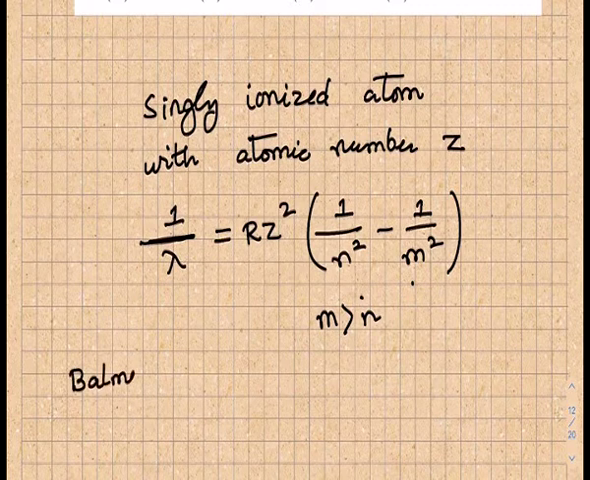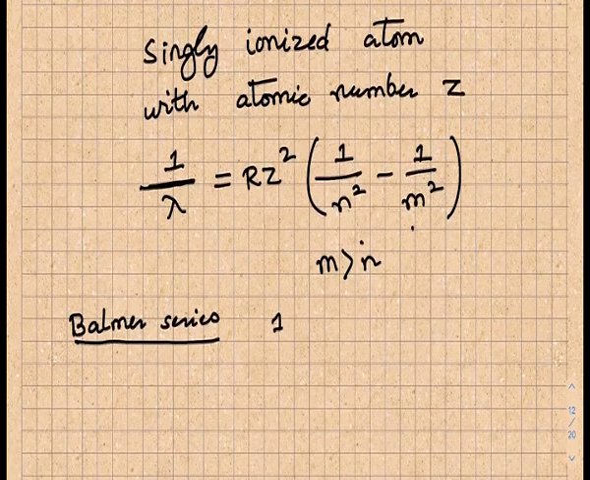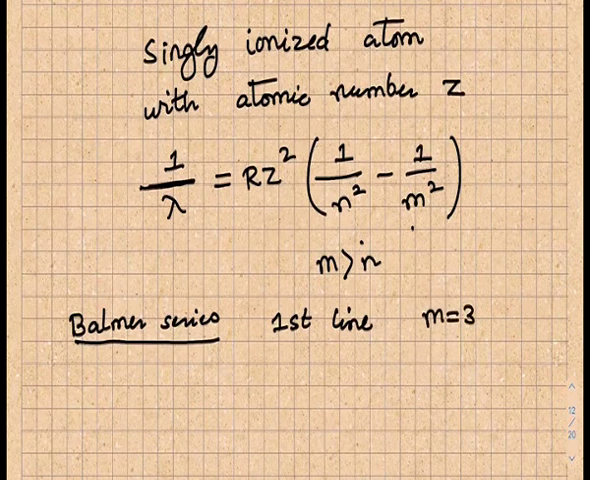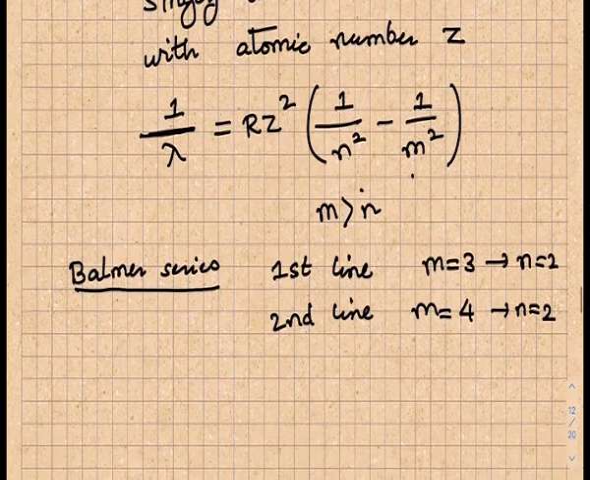Now if I talk about Balmer series, in Balmer series, first line corresponds to M is equal to 3 to N is equal to 2. Basically, the final line is N is equal to 2. That's what you have to remember. Second line refers to M is equal to 4 to N is equal to 2. Okay, this is the last line.